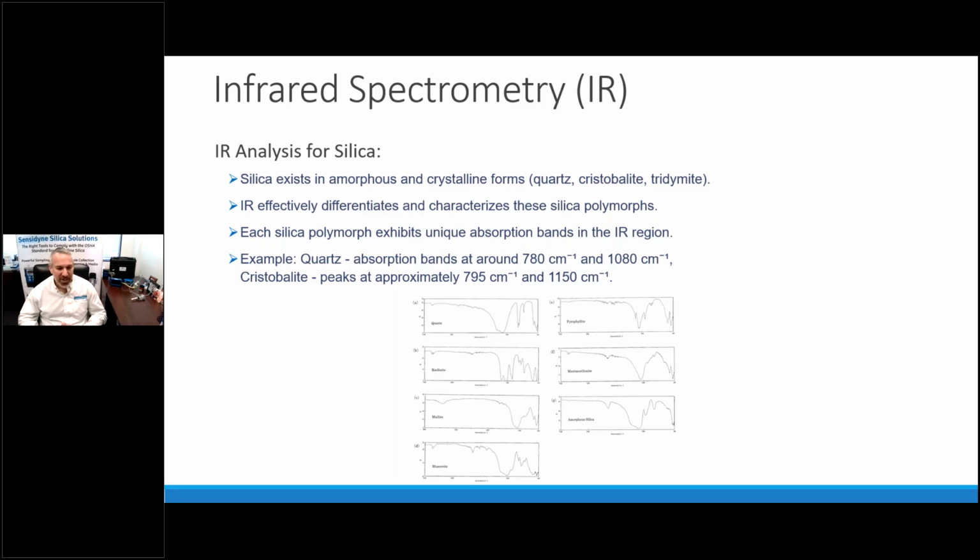One of the big distinctions or differentiations between the XRD and the IR analysis is that the IR analysis can also differentiate between amorphous silica and respirable crystalline silica.